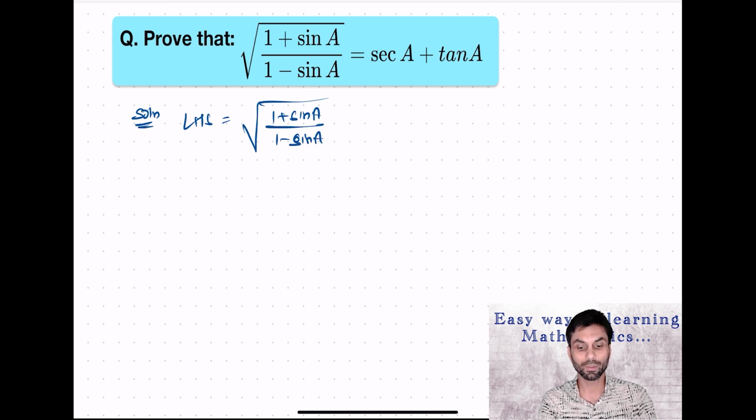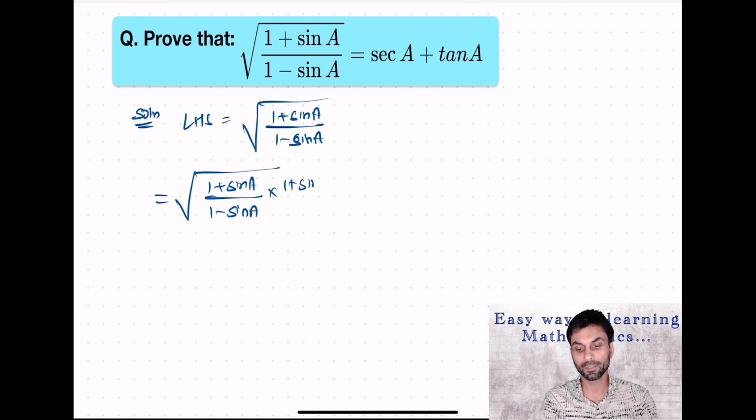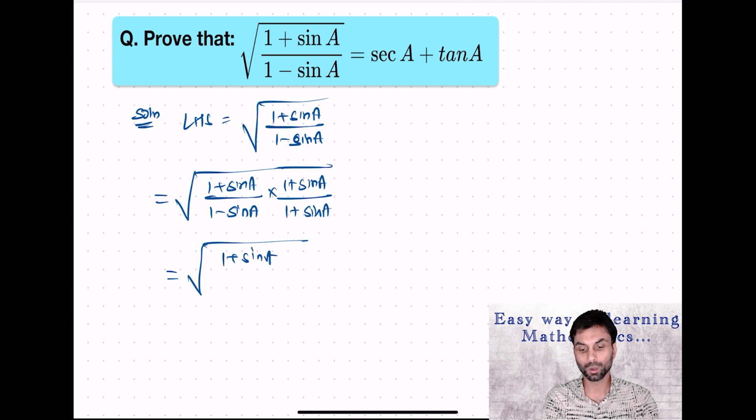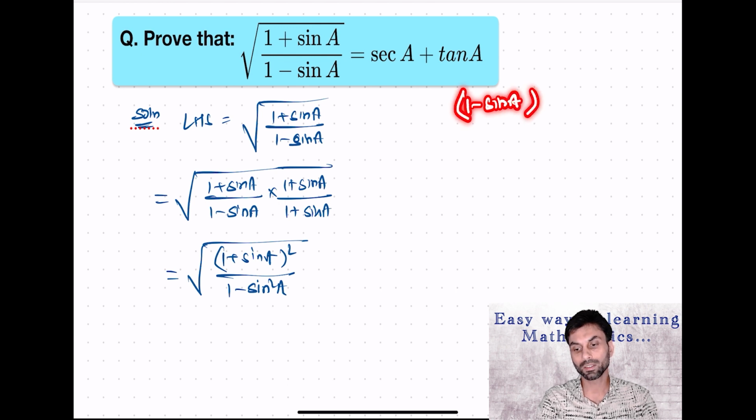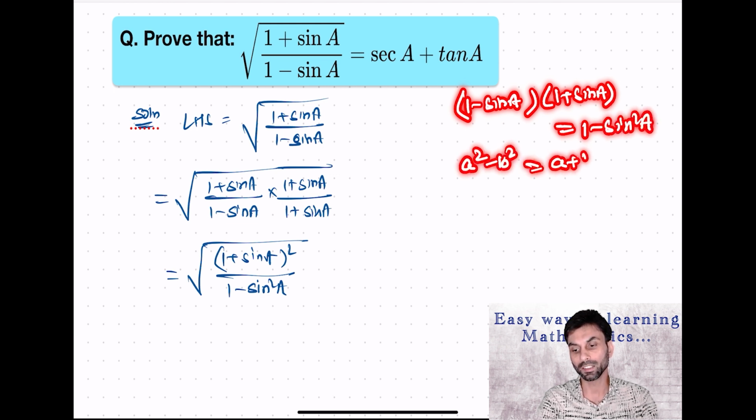In order to prove this, we are going to multiply the numerator and denominator by 1 plus sin A, which will give us (1 plus sin A) whole square upon 1 minus sin square A, as we know that (1 minus sin A) into (1 plus sin A) will be equal to 1 minus sin square A if you use the a square minus b square identity.